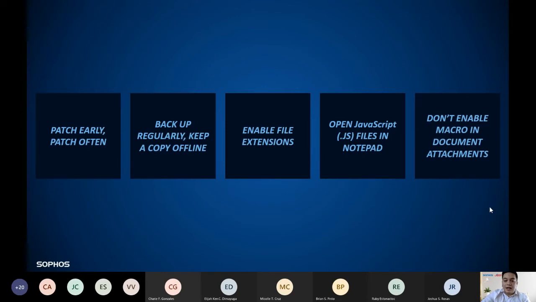And lastly, or number five, don't enable macros in document attachments received via email. Microsoft deliberately turned off the auto-execution of macros by default many years ago as a security measure. So a lot of infections rely on persuading us to turn it back on. Don't do that.